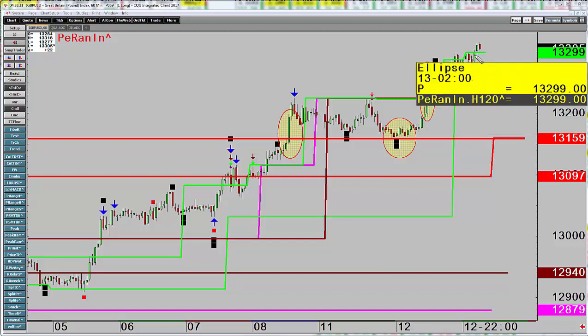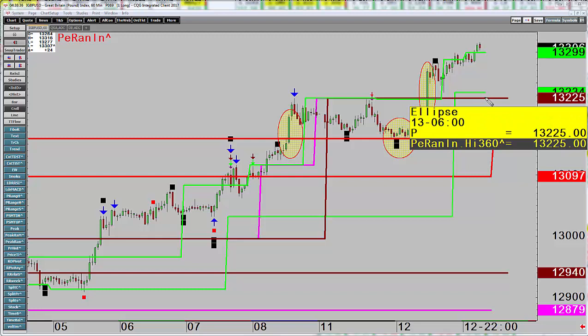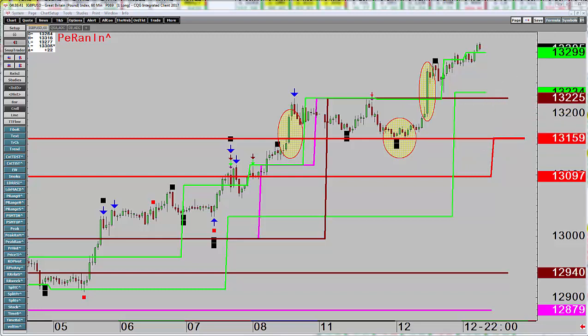And we've extended higher, and in the short term there is no resistance. Not surprisingly, the key level is the breakout point at 132.25.